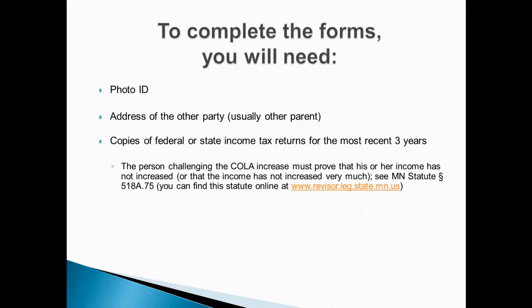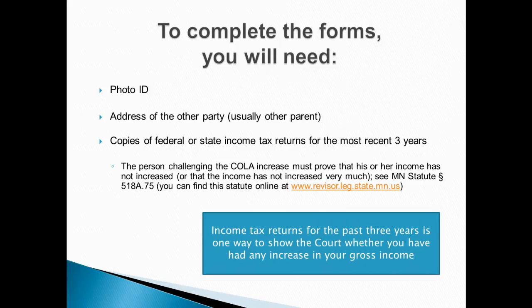In order to complete the forms, you will need a photo ID to have your signature notarized when finished with the paperwork, the address of the other party, which is usually the other parent, and copies of your tax returns for the last 3 years. Keep in mind that the person filing the motion to stop COLA has the burden of proof. You have to prove that your income over the past 3 years has not increased, or at least has not increased enough that your child support obligation should go up. Tax returns are a really good way to show the court that your income has not gone up over the past 3 years.